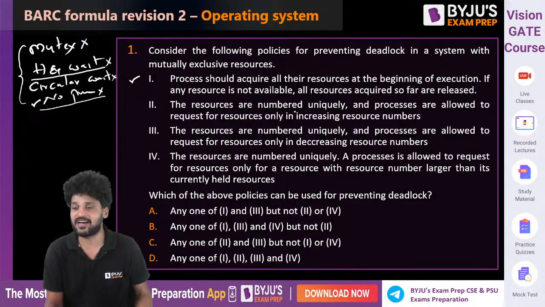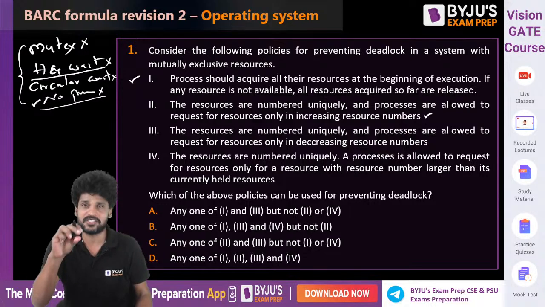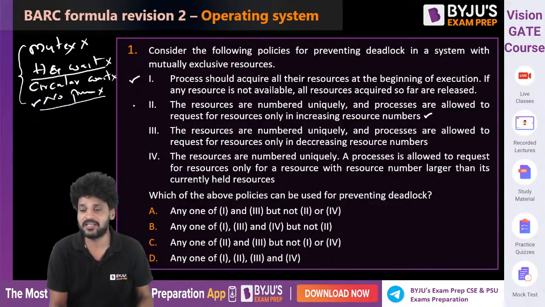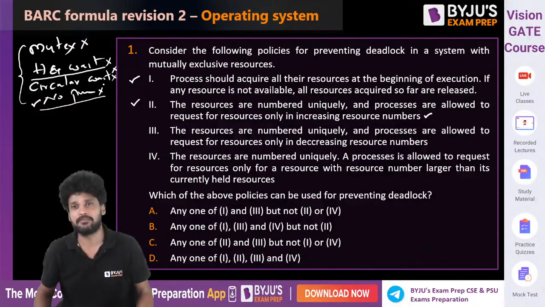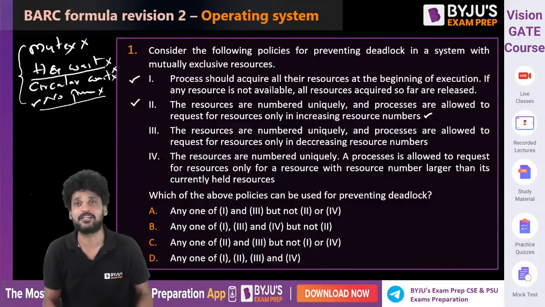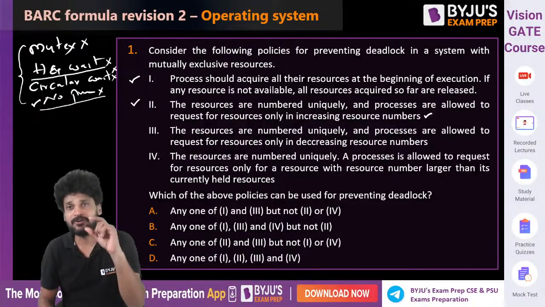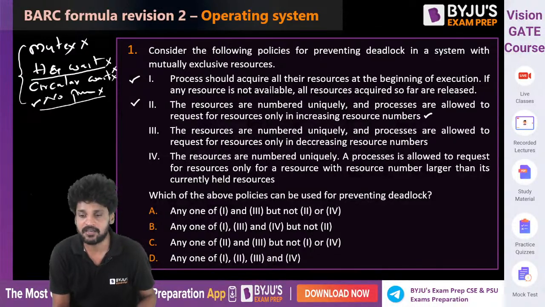Second one is, the resources are numbered uniquely and the processes are allowed to request for the resources only in the increasing resource number. If you recall, by using the second algorithm, we will be able to avoid circular wait. In order to avoid the circular wait, all the resources must be numbered. All the processes must also be numbered if you want. But any process, if it wants resources, must only request for the resources in the increasing order. It needs to ask for P0 followed by P1 followed by P2, not in the reverse direction. If you use this algorithm, circular wait can be avoided.